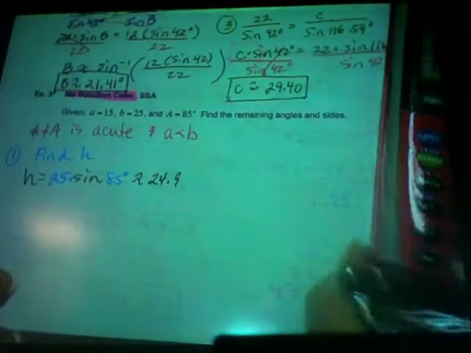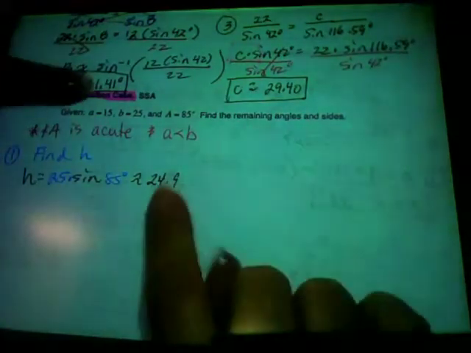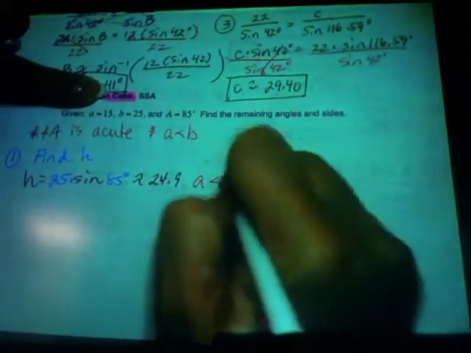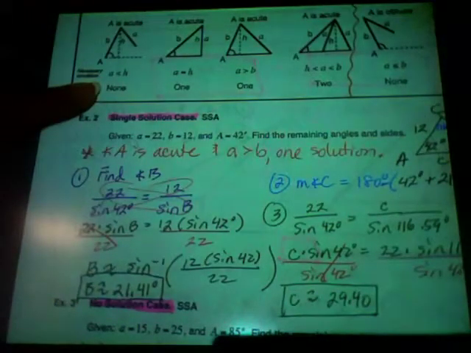So now compare that to a. a is 15, h is 24.9. What are they to each other? So a is less than h. And according to this, it's no solution. So right there, without doing any work other than finding the height, can't you say no solution?